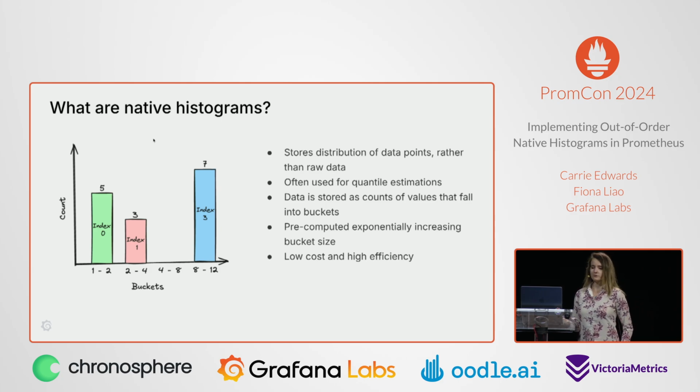The main difference between classic histograms and native histograms is that for classic histograms, you have to define the bucket boundaries yourself ahead of time. This can be difficult to determine, what the proper boundary should be, and this might change over time. So native histograms fix that issue because the buckets are pre-computed and exponentially increasing over time.